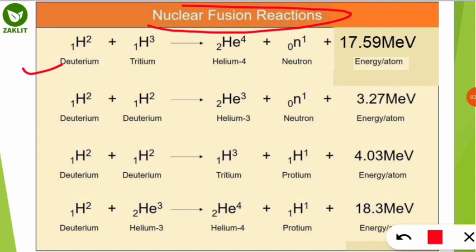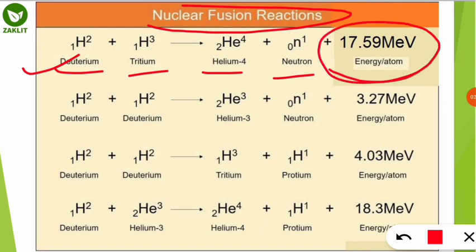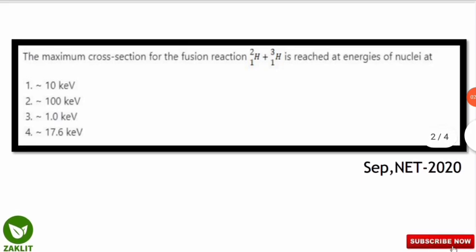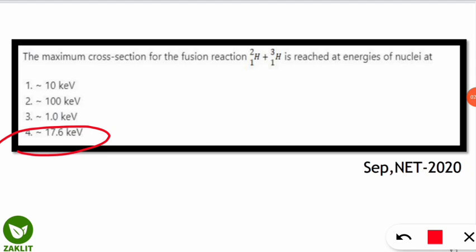So in the first case it is given the deuterium and tritium reaction, in which helium-4 and a neutron are released, along with 17.59 mega electron volt of energy per atom. This number is important and you should know it is in mega electron volt. When deuterium and tritium are fused, they release this much amount of energy. So you would have been confused and selected 17.59, approximately 17.6, but here it is wrong.